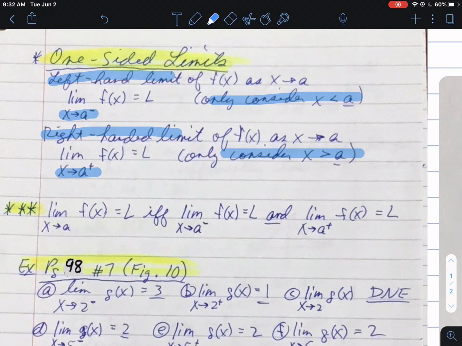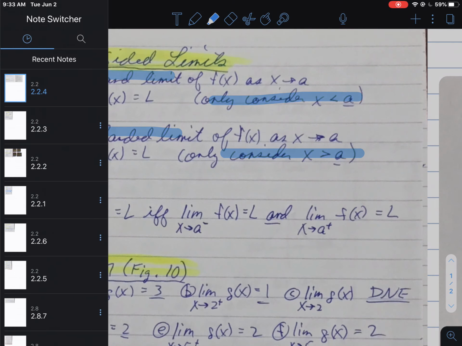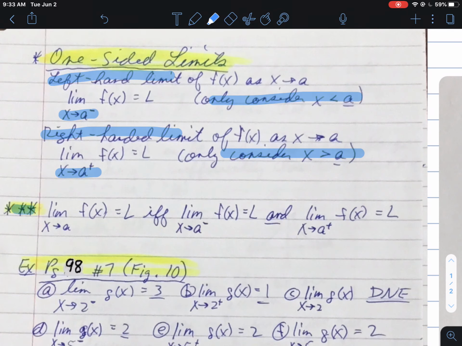Now, again, you want to be very clear with your notation. So we're talking about three different limits now. We're talking about the left-hand limit, the right-hand limit, and then the overall limit. Right? The limit as x approaches a of f of x. This next statement right here, this is a big deal. I've got 3 stars over here, so it must be pretty important. So always keep this in mind when you are evaluating a limit.